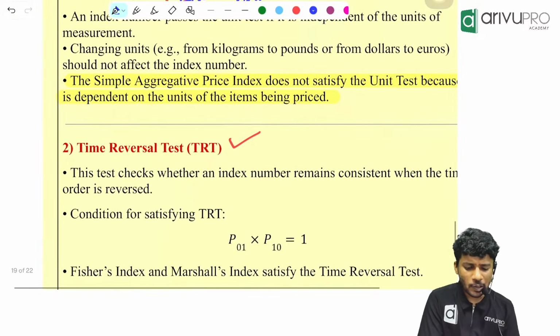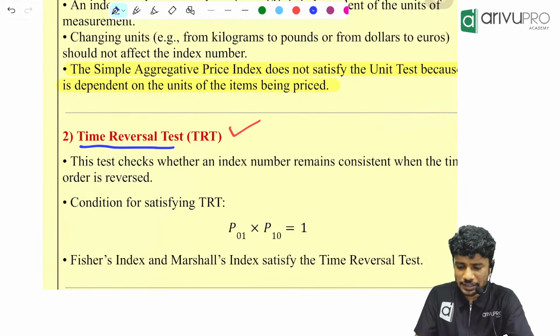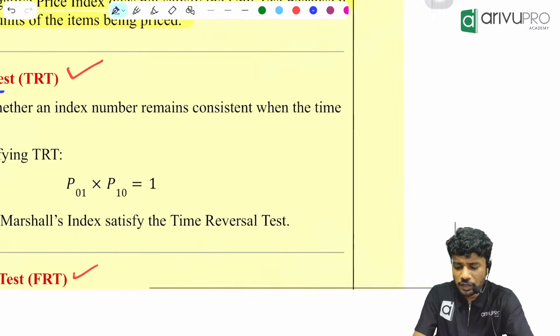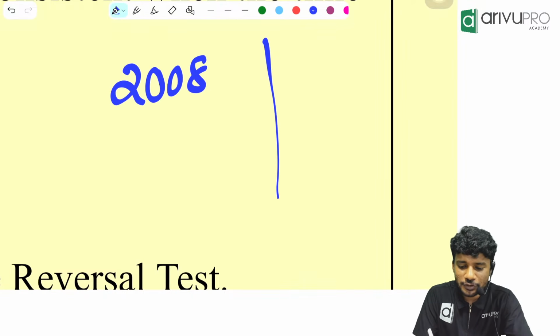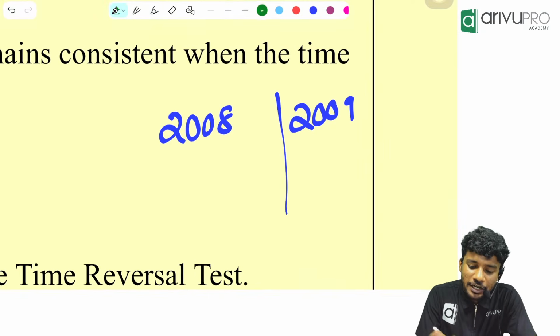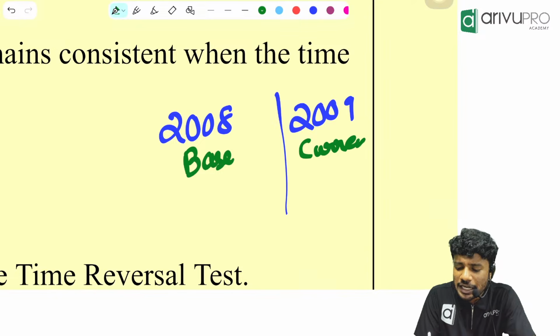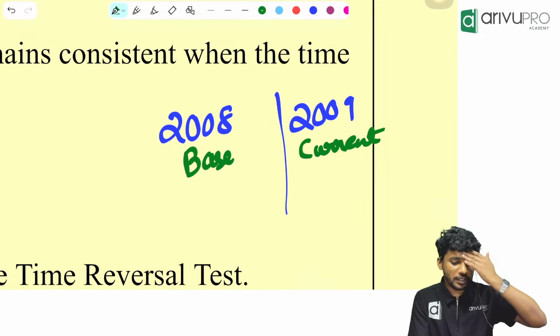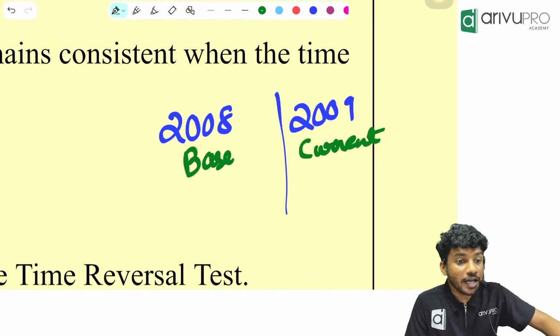Next test is called the time reversal test. In time reversal test, I will show you how it works. Now, which year were you guys born? 2008, 2009? 2 years I am going to put. Then I am going to say, now my 2008 is my base year and 2009 is my current year. So what am I telling people? I am taking 2008 as the base year and 2009 as the current year.